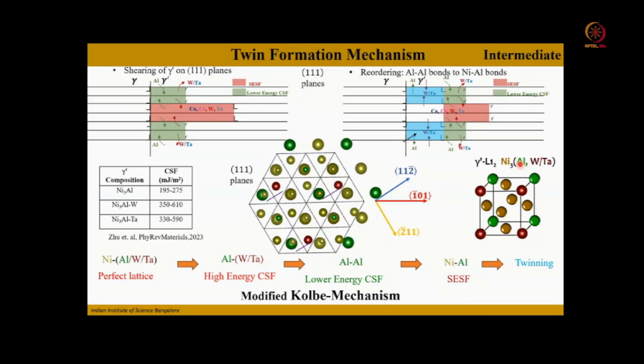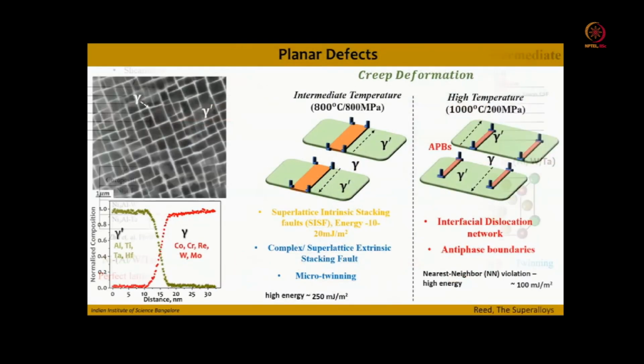With this, the deformation proceeds by the twinning process. That's why you will get an aluminum depleted region and an aluminum enriched region, and whatever the atom probe tomography has been able to capture is at the intermediate stage where these composition fluctuations are going to happen. So this is how we have modified the Kolbe-based mechanism by an additional reordering step, which is the low energy CSF formation from aluminum, tungsten, and tantalum.